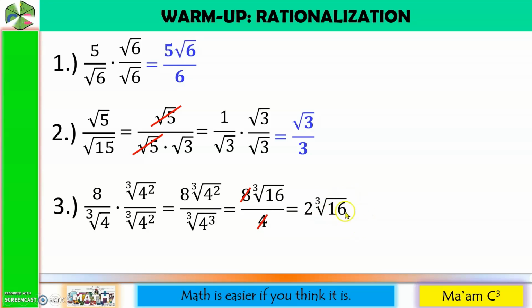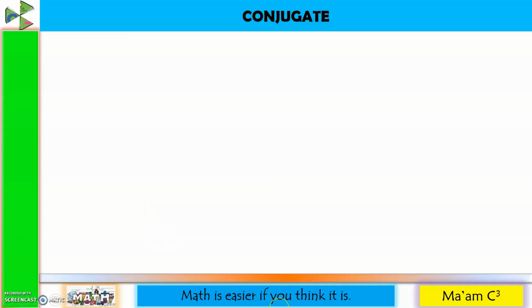But wait, 16 is 8 times 2. And the cube root of 8 is 2, so let's factor it out. So we have 2 times 2 cube root of 2. And 2 times 2 is equal to 4, so we have 4 cube root of 2. In my last video, multiplying radicals, I have already introduced conjugate. The conjugate eliminates the radical in a binomial. We are going to have some more of conjugate in this lesson.